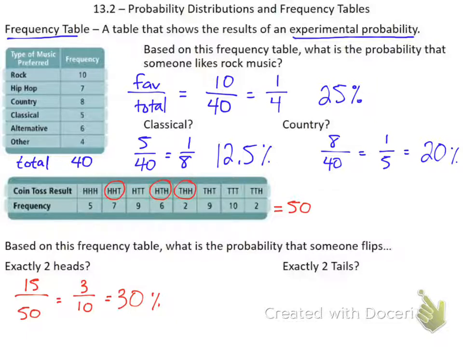To find exactly 2 tails, I can go through and do the same thing. I'm going to circle in blue all the times where I have exactly 2 tails, which would be these 3 occurrences. I can add those together, and that gives me 20 times out of the 50. It reduces down to 2/5, and so that gives me 40%.